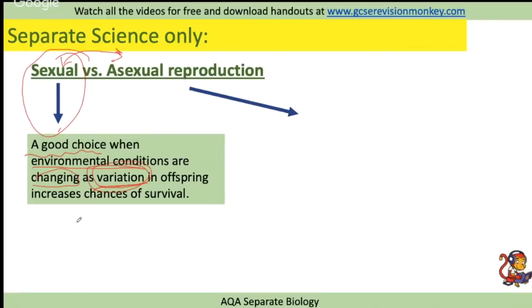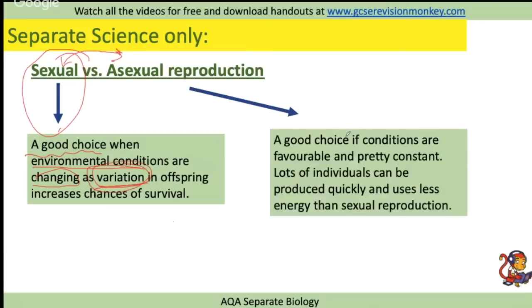So think about natural selection. By chance, some of them are going to be better adapted to the environment and they will survive and reproduce, keeping the population going. Asexual reproduction, however, is used when the conditions are favourable and pretty constant. So if all the conditions are good for the population, then lots of individuals can be produced quickly by just cloning themselves, and this uses less energy as well.